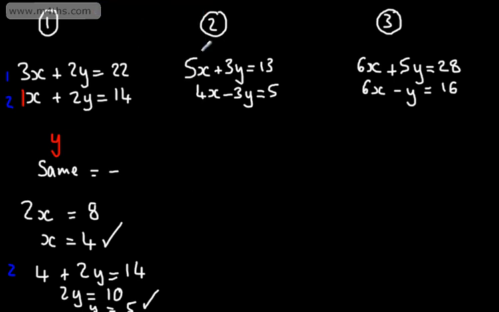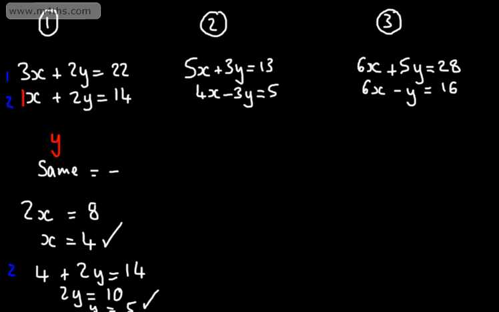Okay, let's look at this one. This is question number 2. We've got 5x plus 3y is equal to 13. 4x minus 3y is equal to 5. So the first thing we need to do is establish whether the x's are the same or the y's are the same. In this particular case, we can see now that the y's are the same. 5x and 4x are not the same, but 3y and 3y are the same.